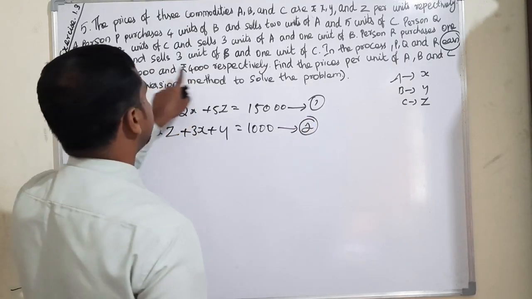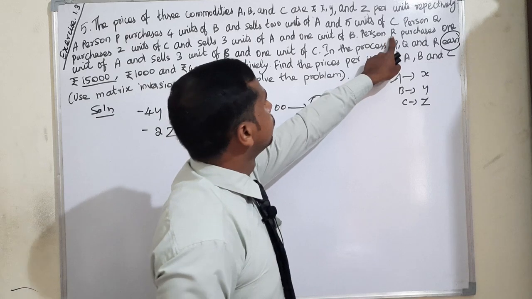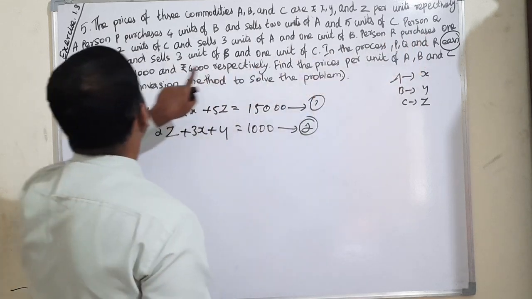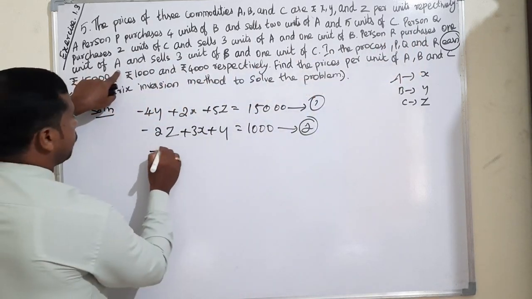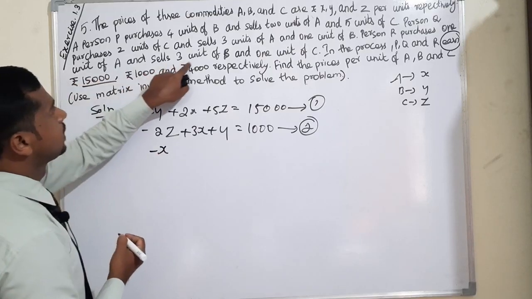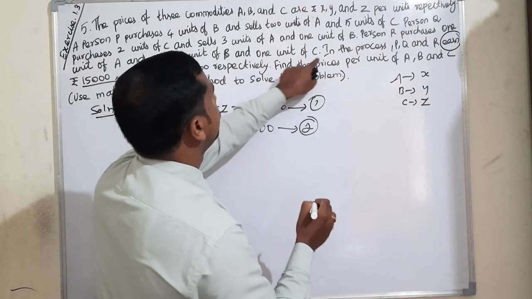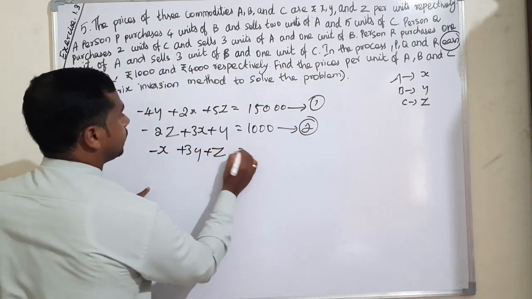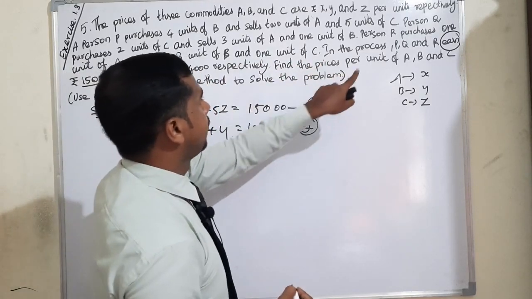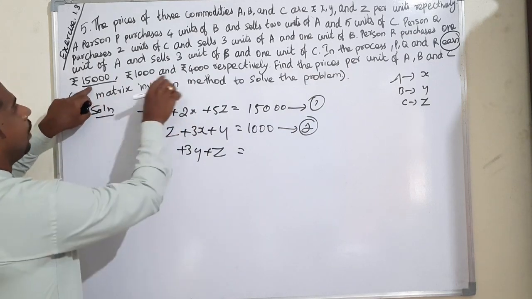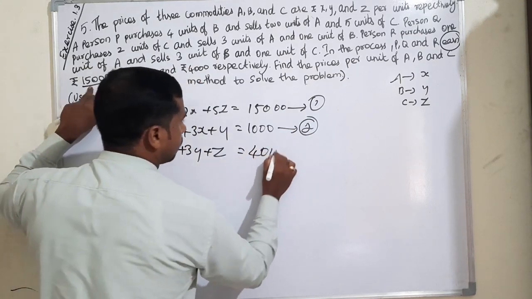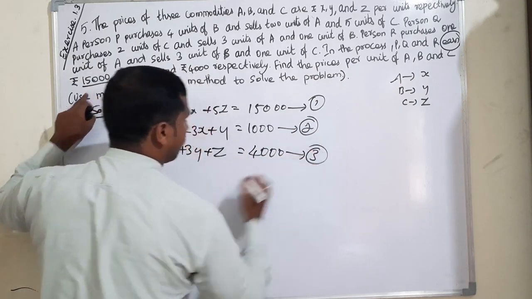Next one, person R. Person R purchases 1 unit of A, purchasing means minus x. Sells 3 units of B, that means 3y. Then 1 unit of C means z is equal to the earning, person R, 4000. Okay, this is called equation number 3.